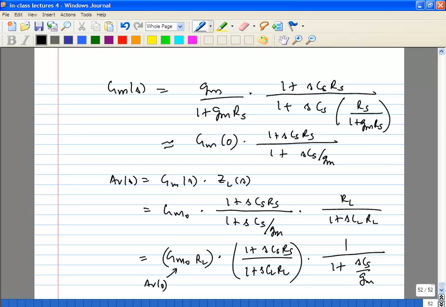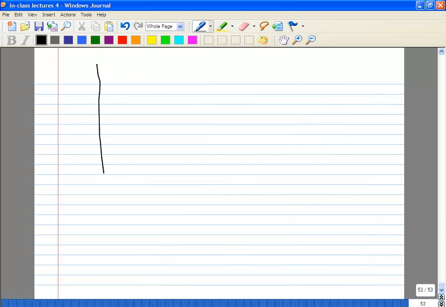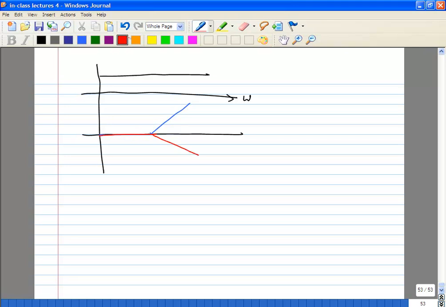So you can plot out all three of these to get a graphical view of what is happening. Obviously GMRL is constant with frequency. So the 0 is going to go like this, and the pole is going to go like this. Okay. If they exactly cancel, then the overall transfer function is just going to look like this. Okay, it's just going to be flat.